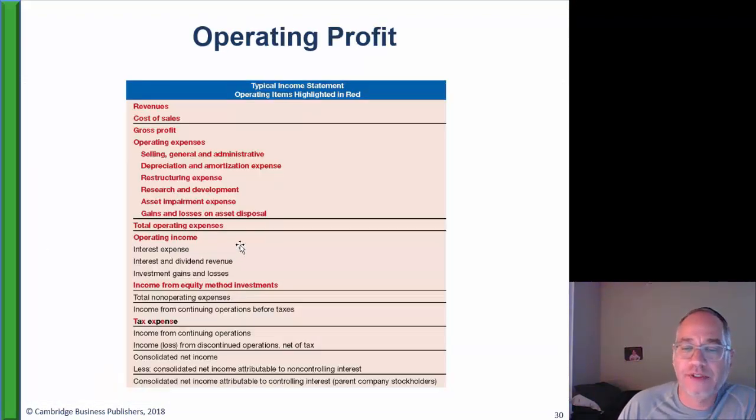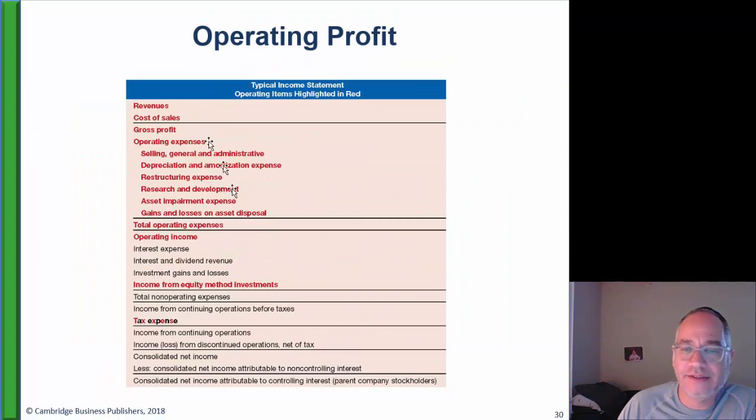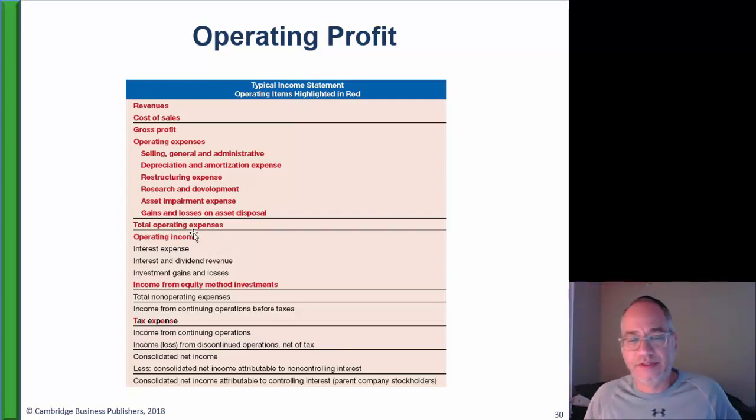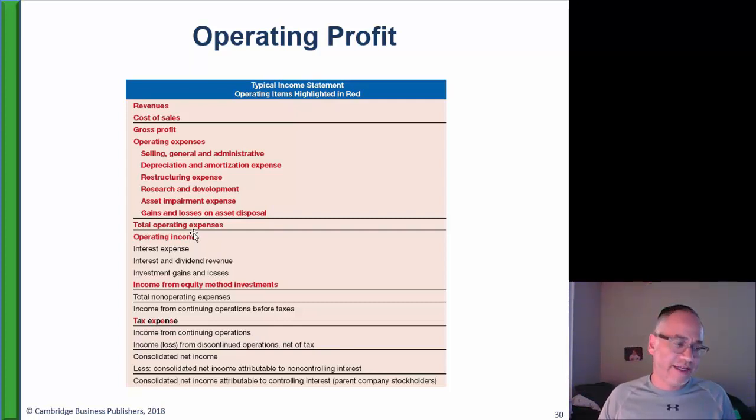So operating profit is really easy. It is everything up to operating income plus income from equity method investments. It's interesting, equity method investments are considered to be operating. And these would be investments, if you took advanced accounting, usually investments that involve 20 to 50% control. And it's a little bit iffy whether they should be included or not.